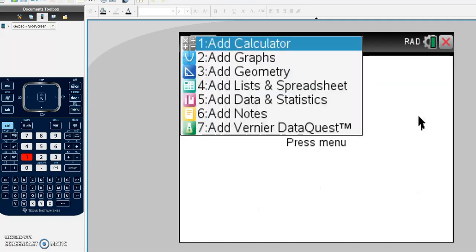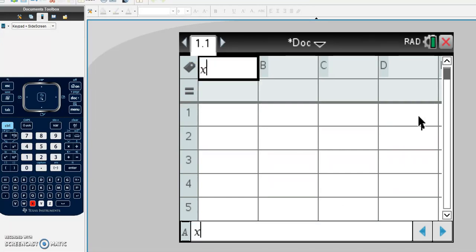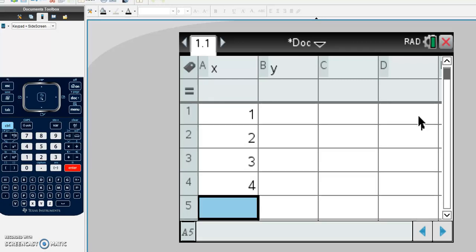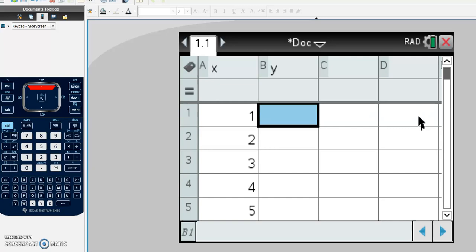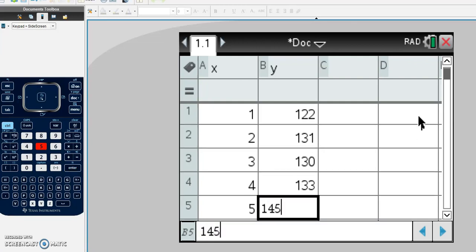I'm going to add a list or a spreadsheet. In A, I'm going to type an X. In B, I'm going to type a Y. And in the A column on row 1, I'm going to start with my week. So it's going to be week 1, week 2, week 3, week 4, week 5, and week 6. I will arrow over and up until I get back to row 1, and this time I'm on the B column. And I'm putting in my scores, 122, 131, 130, 133, 145, and 139. Okay, we're going to stop there, and I'll start back up on the next video.